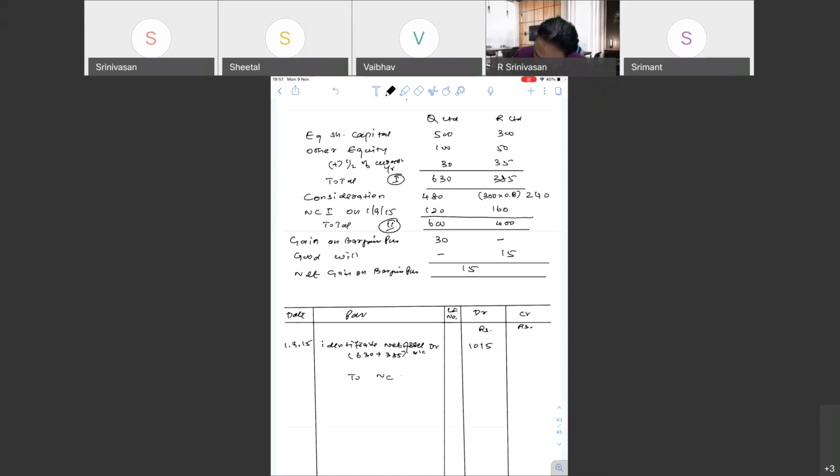To NCI, so that is 360. To consideration, 480 plus 240, that is 720. Okay. And to gain on bargain purchase, 15.